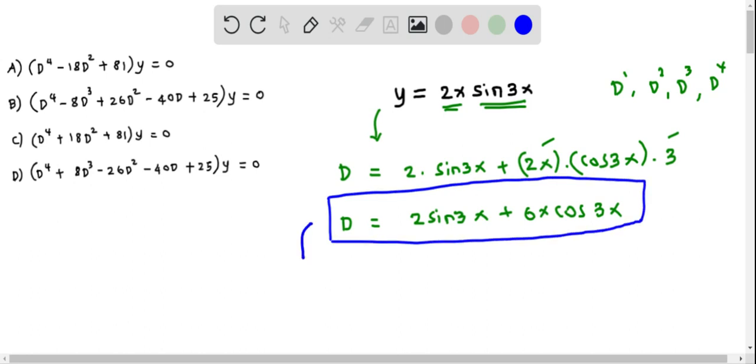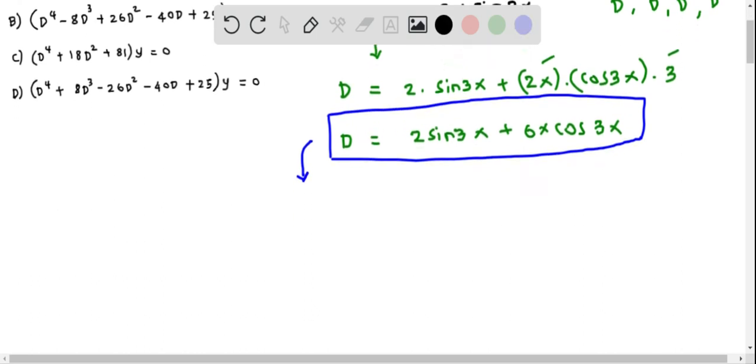Now using this, we find the second derivative, that is, we differentiate once again with respect to x. I'm going to write this as D2, and we have to differentiate each term. This term is 2 sine 3x. When we differentiate this, 2 is a constant, so I put the 2 as it is. The differentiation of sine 3x is cos 3x multiplied with the differentiation of 3x, which is 3 by the chain rule. Now we are done with the differentiation of the first term.